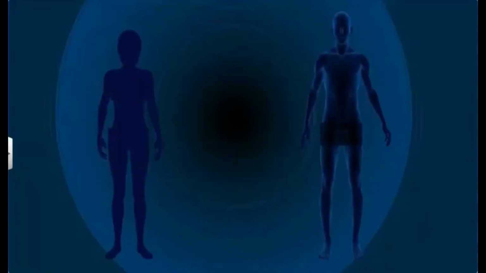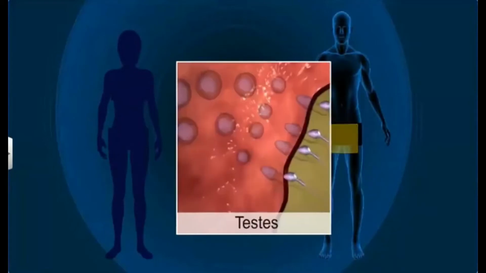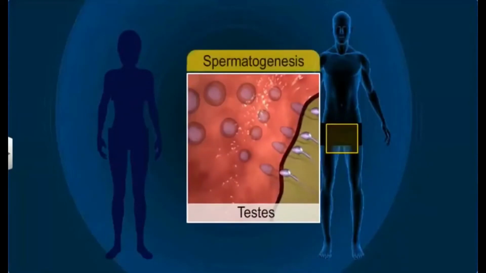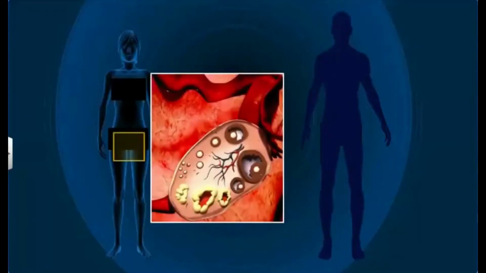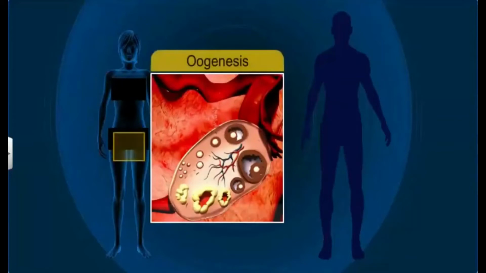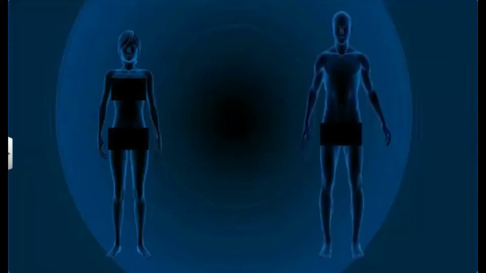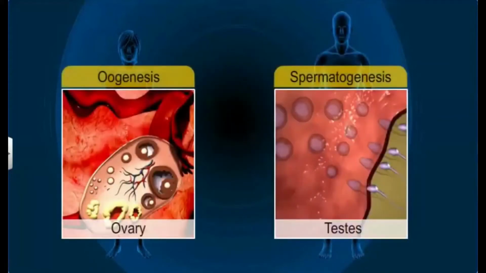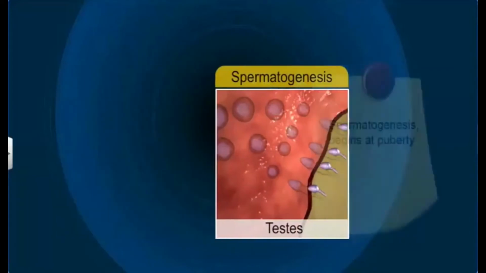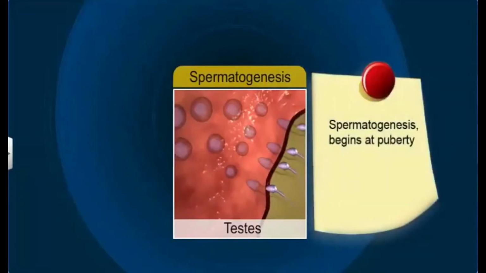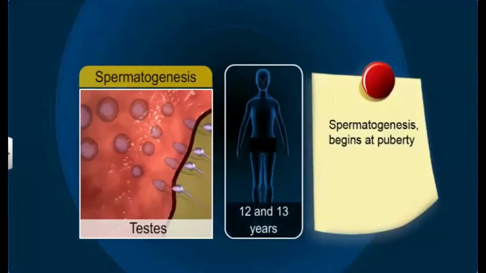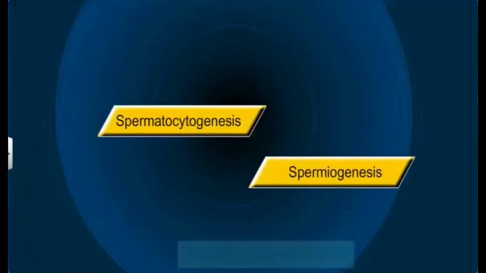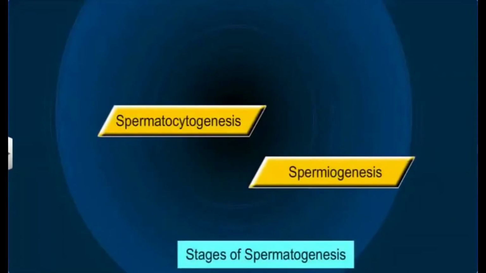In males, this process occurs in the testis and is called spermatogenesis, whereas in females it occurs inside the ovary and is called oogenesis. Interestingly, spermatogenesis and oogenesis begin at different ages. Spermatogenesis begins at puberty, usually between 12 to 13 years of age, and is divided into two stages: spermatocytogenesis and spermiogenesis.